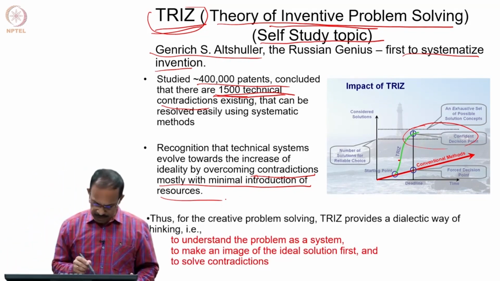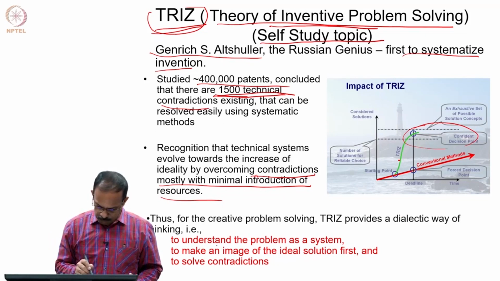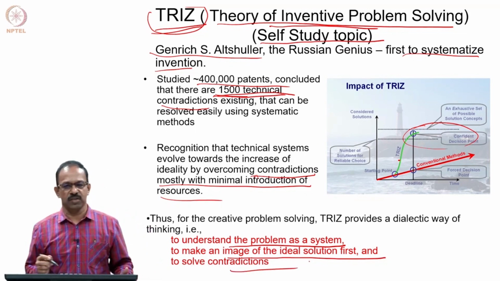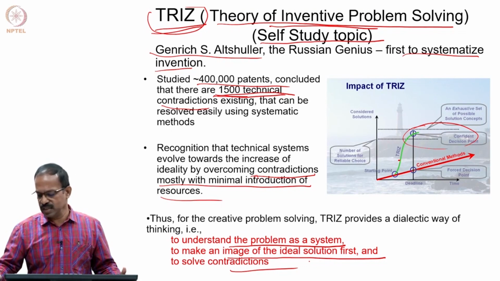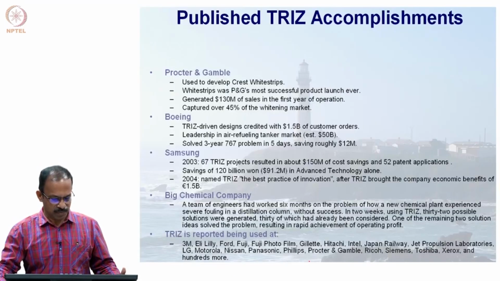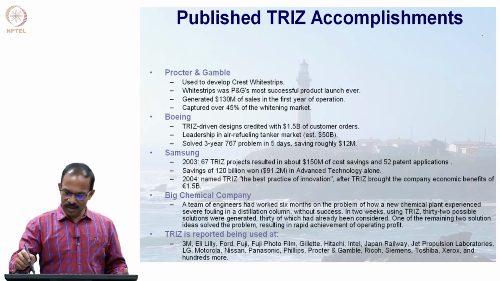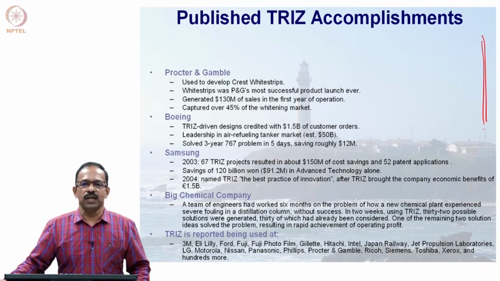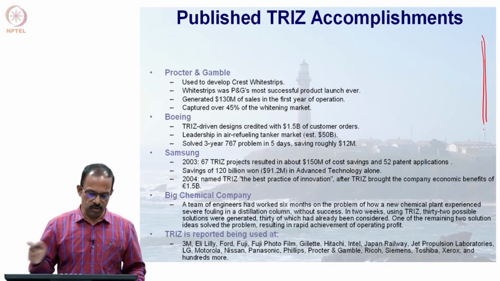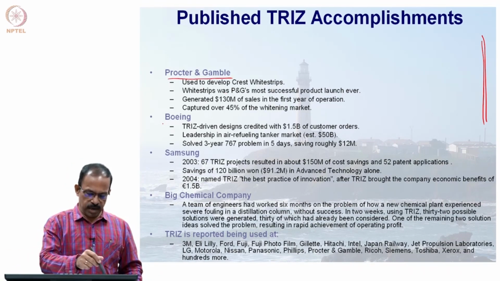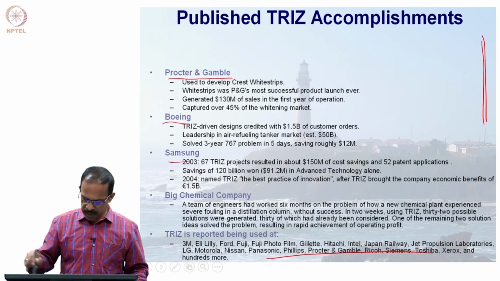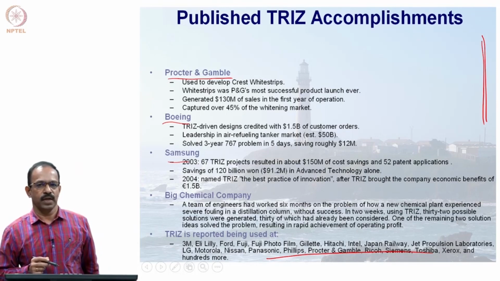So the methodology is: understand the problem as a system, make an image of the ideal solution first, and then solve the contradiction. So you solve the contradiction by idealizing, using the parameters. And this is not just a theory. There are a lot of industries using the TRIZ methodology to solve their problems. Major companies like Procter and Gamble, Boeing, Samsung, and many others actually use the TRIZ methodology to solve problems.